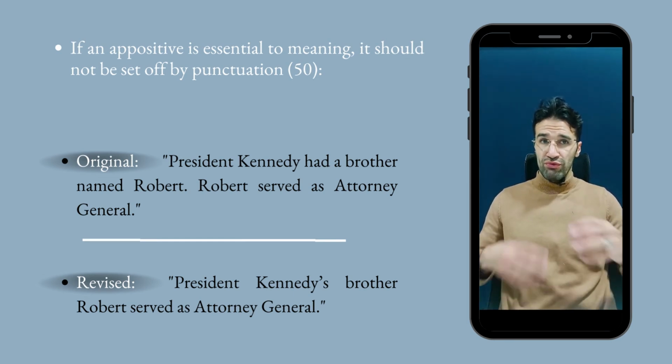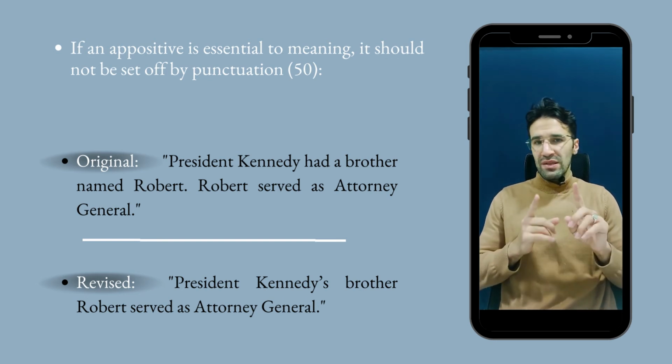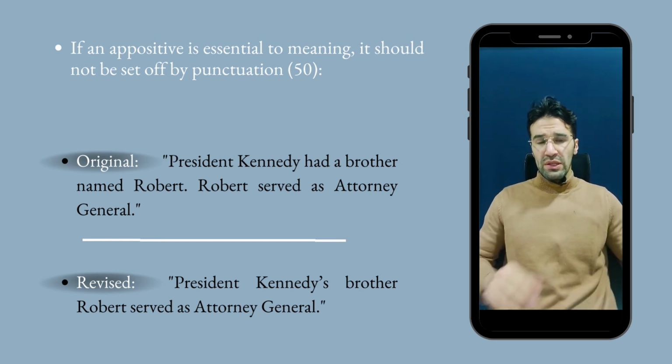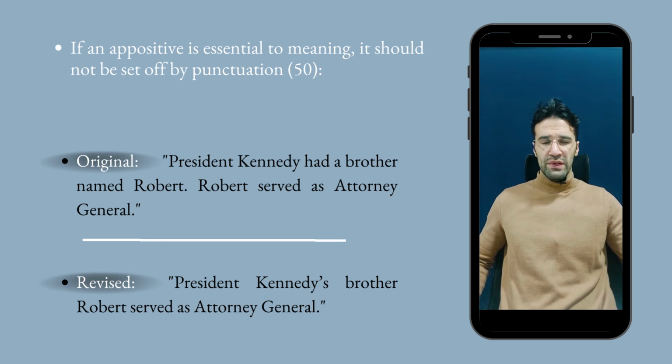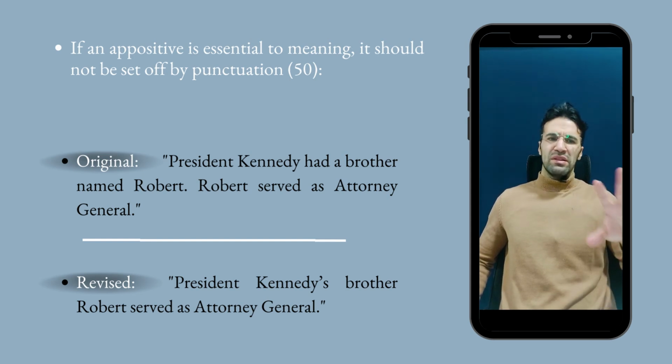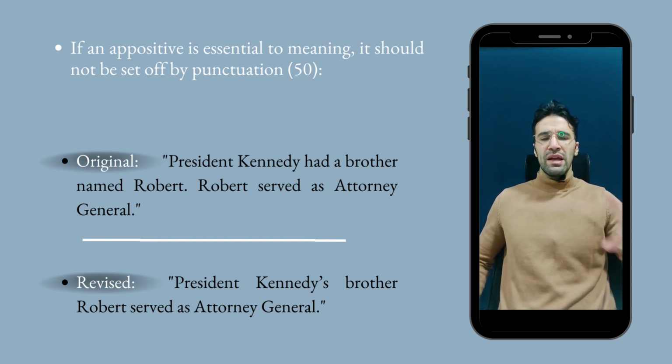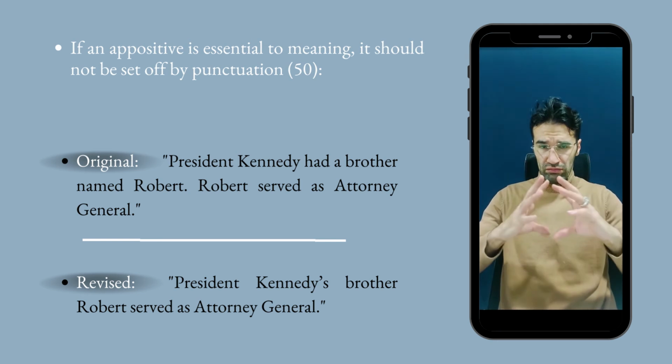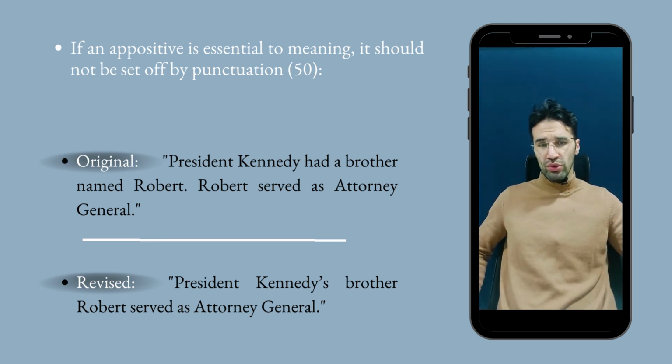That is, if it is really essential to the meaning, you should not separate it with commas or with dashes. Let's look at this original example first. President Kennedy had a brother named Robert. Second sentence. Robert served as Attorney General. So I don't need to just let the 2 sentences stay there separate. Like I can put them together and make it shorter. So it goes like President Kennedy's brother, who? Robert, served as Attorney General.